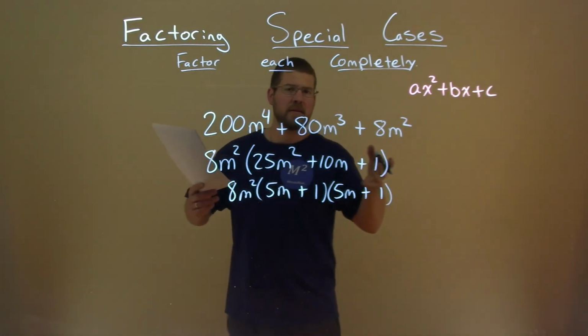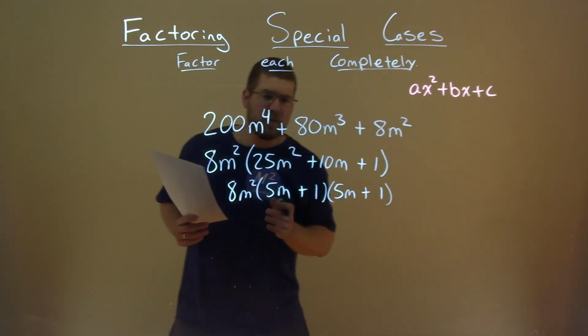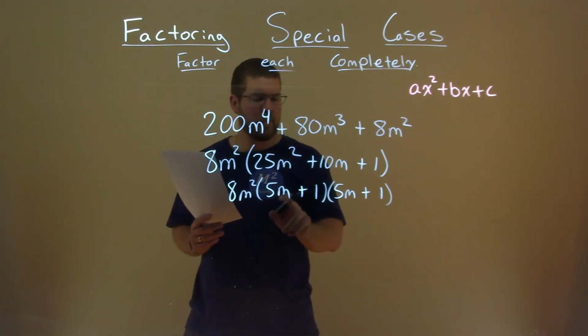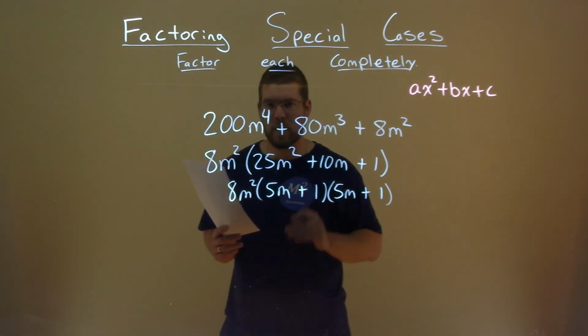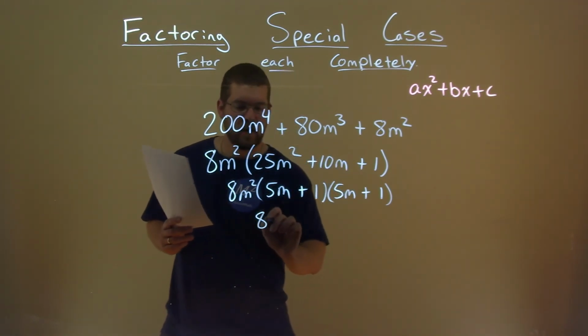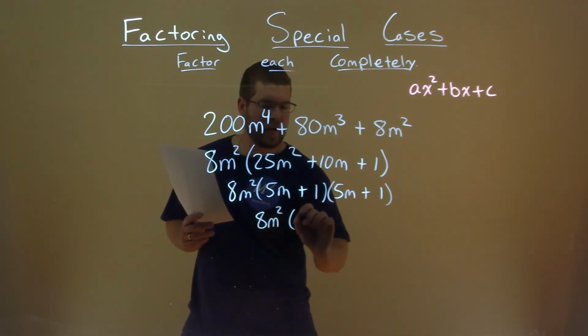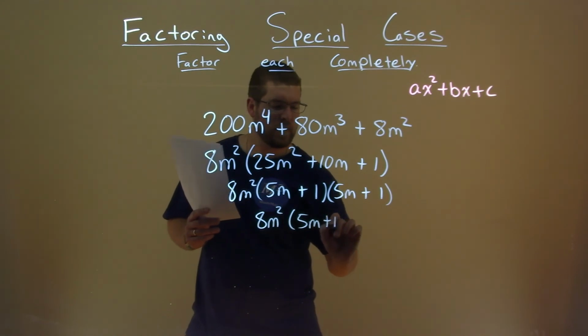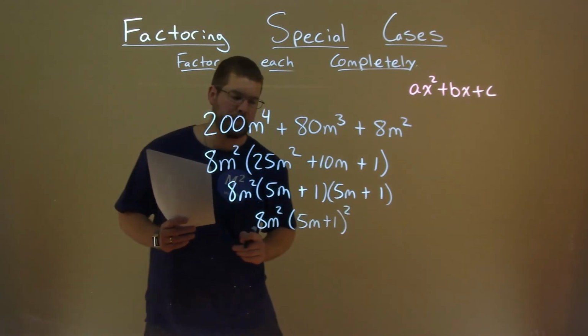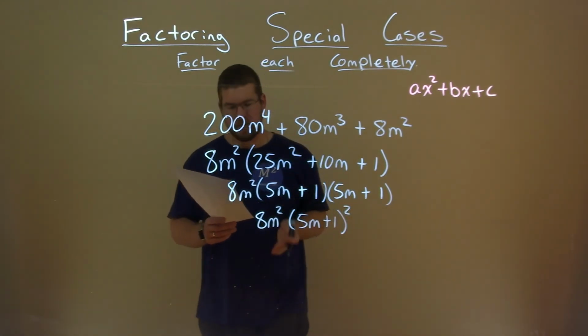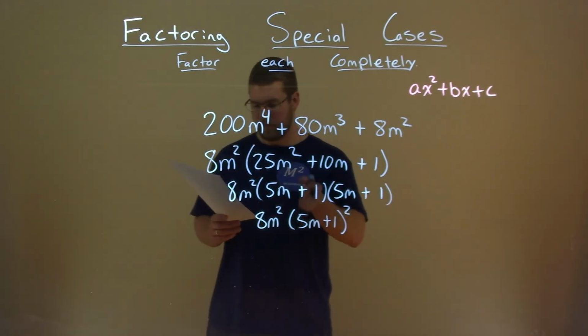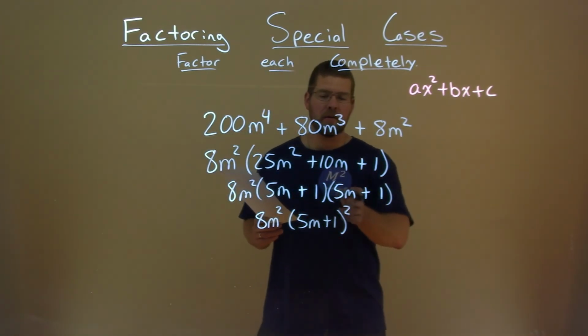So we're done? No. What do we have to do? Notice I have 5m plus 1 times 5m plus 1. The same thing written twice. So I bring down the 8m squared, but I can write this as 5m plus 1 all squared then. So now we have our final answer. 8m squared times 5m plus 1 squared.